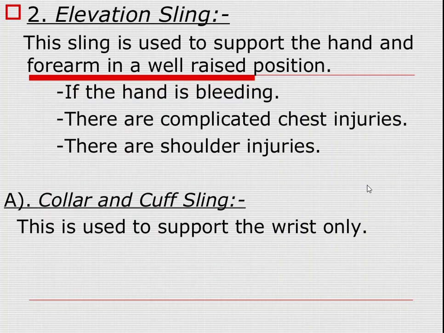In which cases can we use the elevation sling? At first, when the hand is bleeding, the patient's hand is having bleeding. Also when there are complicated chest injuries and shoulder injuries. Bleeding can be stopped against gravity: if you raise the hand, it will stop immediately. Complicated chest injuries and shoulder injuries are the other cases.